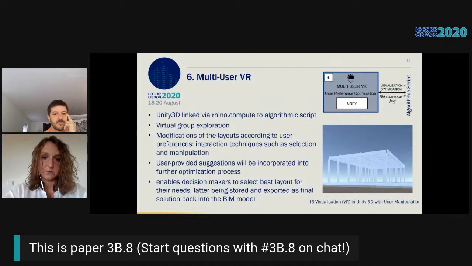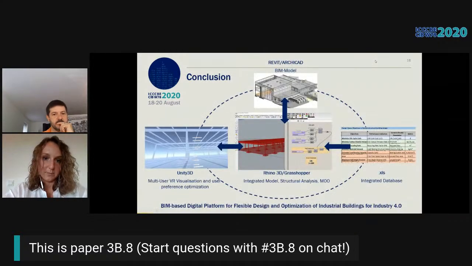Additionally, we will have multi-user VR, so users will be able to give their user preferences after optimization, so they can take a column, move it, or change different materials, and then a new optimization takes place. So all the different stakeholders will be able to see the building, go through the building together and see the outputs.